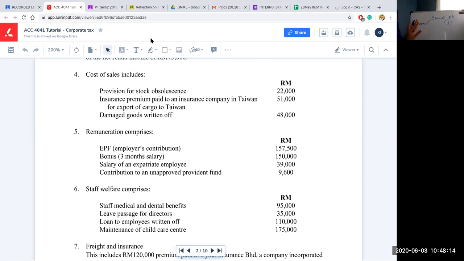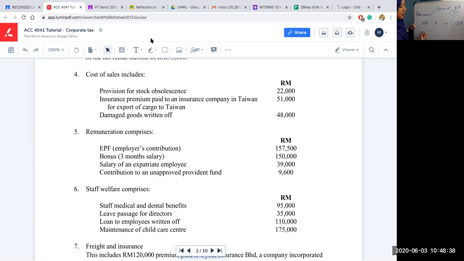So provision ni dia ada balance account. Right? It means that you have a brought forward account. How much is added during the year? How much is deducted during the year? And how much is your closing figure? Okay? So that is your provision account. So you akan ada opening balance, addition during the year, deduction during the year and closing figure, right?